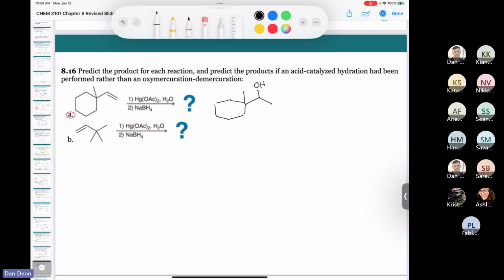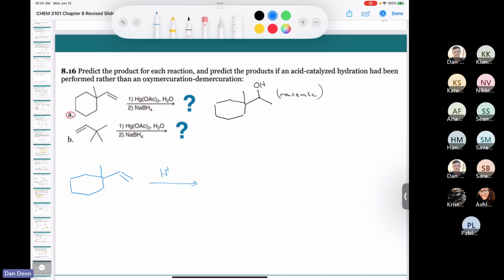And then, of course, this would be racemic. So I'll put here racemic, right? Are you with me on that? Just a Markovnikov addition. That's all we would get. That's with oxymercuration, demercuration. If we were to do acid catalyzed hydration, let's take a look here. And I'm not going to draw the entire mechanism. I'll just draw kind of a short version of it here.